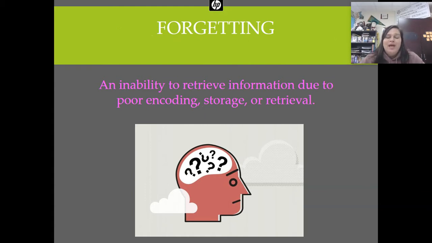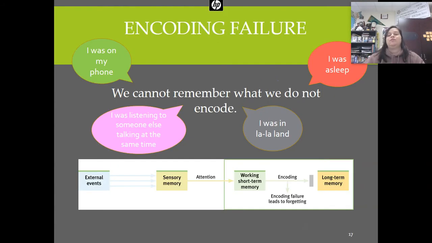But what about when you can't get information out of the memory store, when you're unable to retrieve something? That's when we have forgetting. So forgetting is technically just an inability to retrieve information, and there's different reasons. It could have been poorly encoded, it could be a storage issue, or a retrieval issue. So probably one of the bigger reasons why we don't remember things is that we never encoded it to begin with. We never put it into our brain.